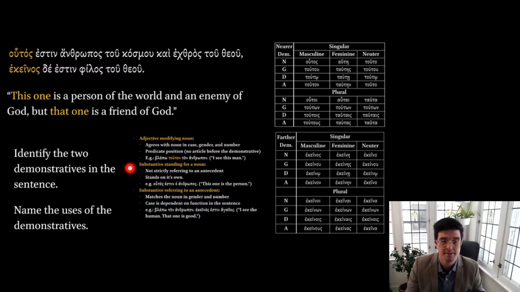Probably a substantive standing for a noun, since we don't have anything that comes before this that this would be referring to. It's probably standing on its own, not referring to an antecedent. But if we were to have something in the discourse that comes before it that identified a figure or a person, then it would be this one, referring to an antecedent here. And so we have our translation here, we have our demonstrative, and now we have our uses.